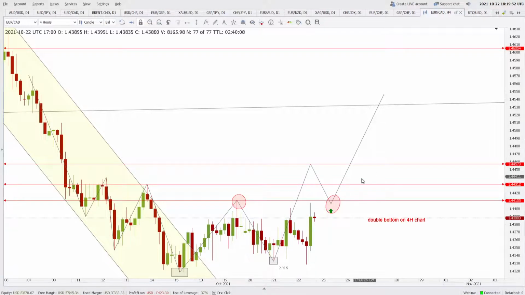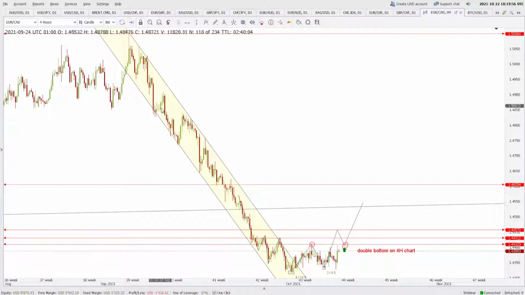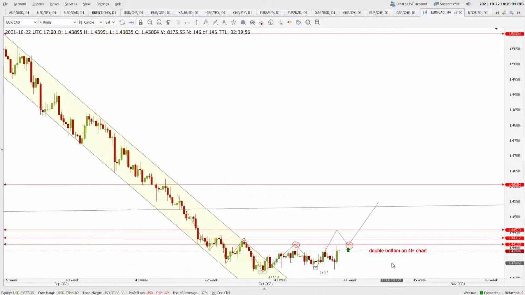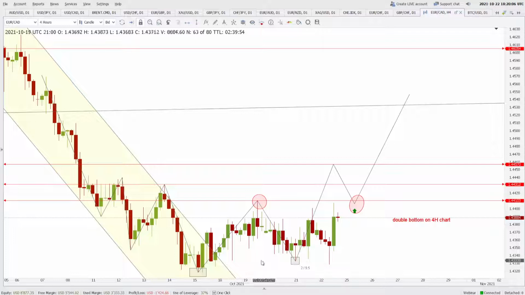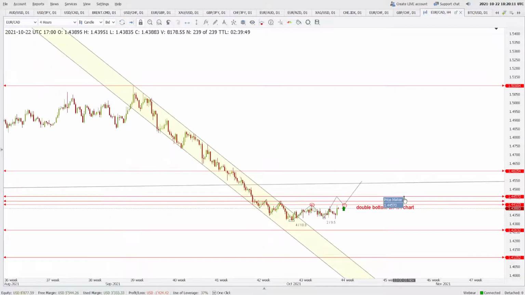Although you see that it has already broken this short term, medium term downtrend. And now since this is broken, this can also be considered as a pullback, maybe a pullback before the next leg down.